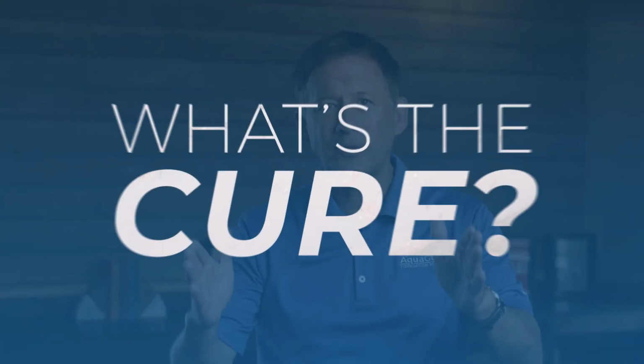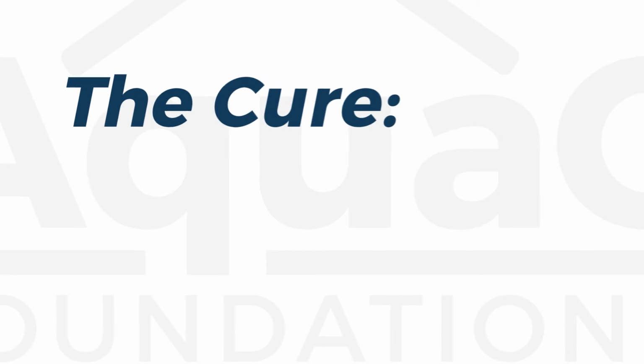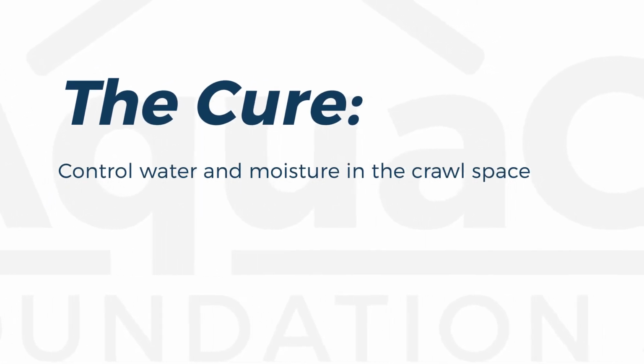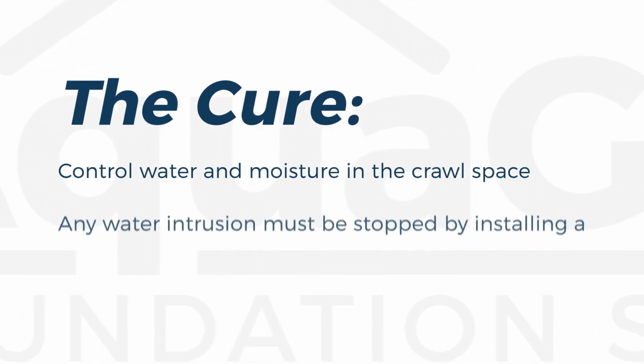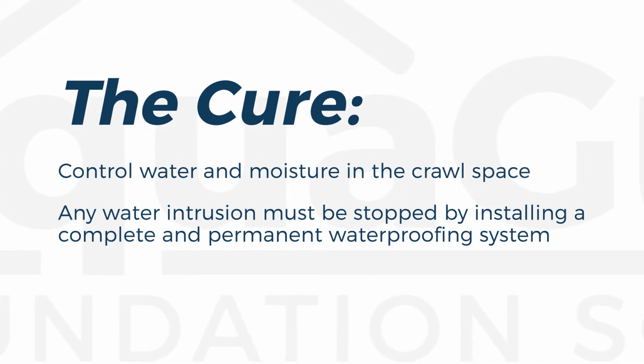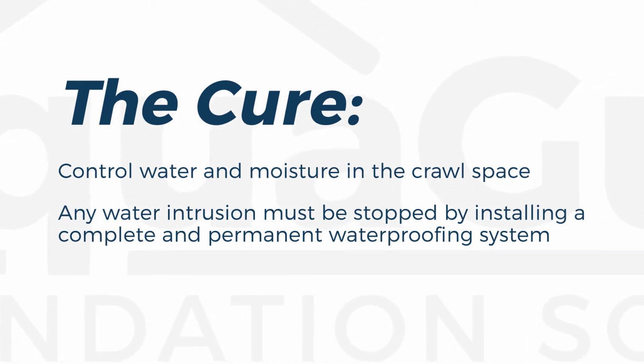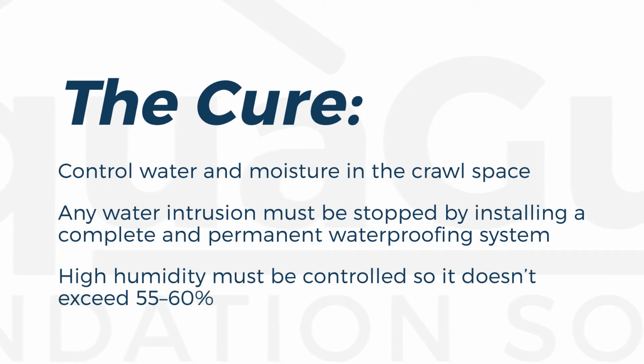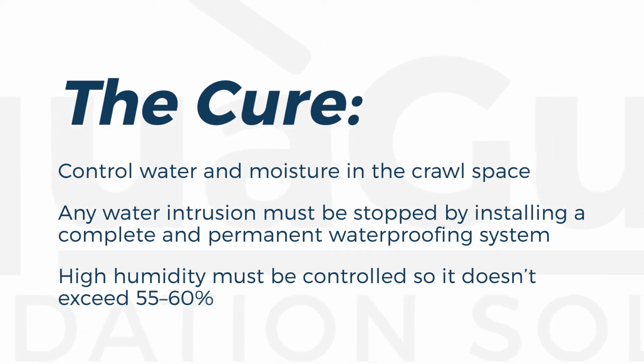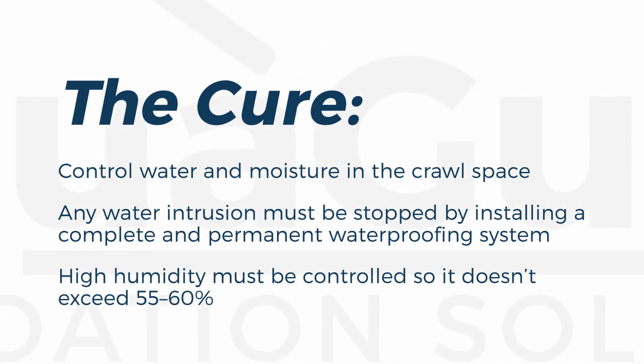So, what's the cure? Well, the cure is to control water and moisture in the crawl space. Any water intrusion must be stopped by installing a complete and permanent waterproofing system. And high humidity must also be controlled so as not to exceed 55 to 60%.